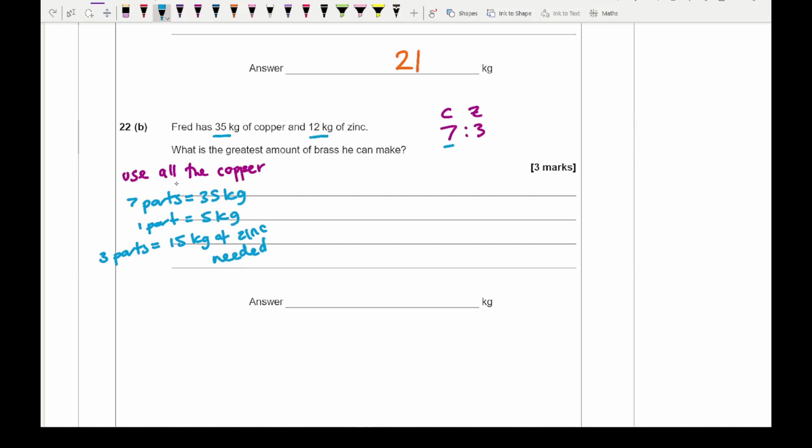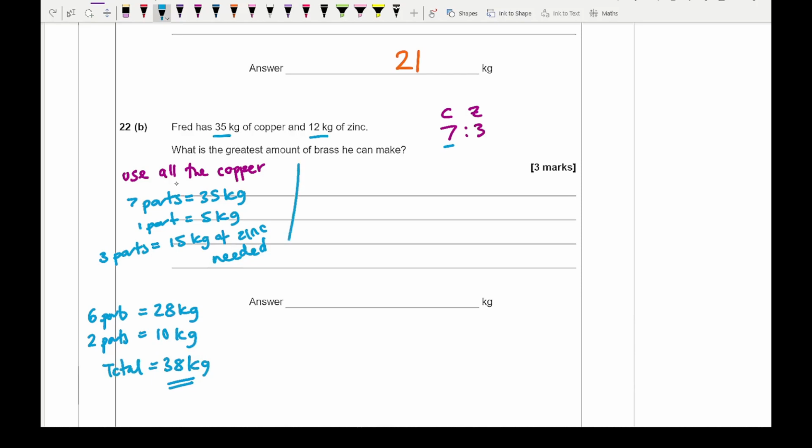So here, to use all the copper, we must use 6 parts, which is going to be 28 kgs, and we're going to use 2 parts of zinc, which is going to be 10 kgs. So then the total amount of brass we can then make is going to be 38 kilograms.